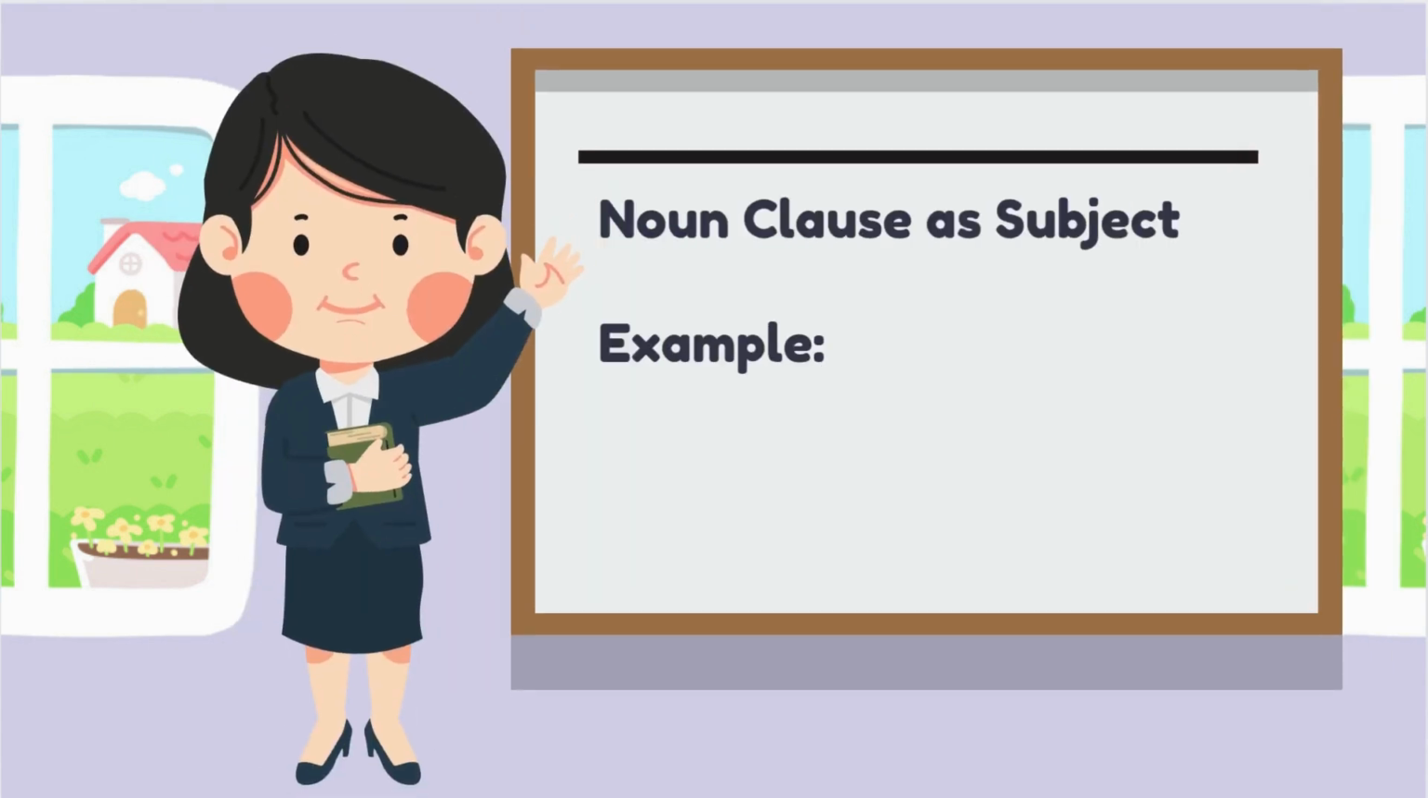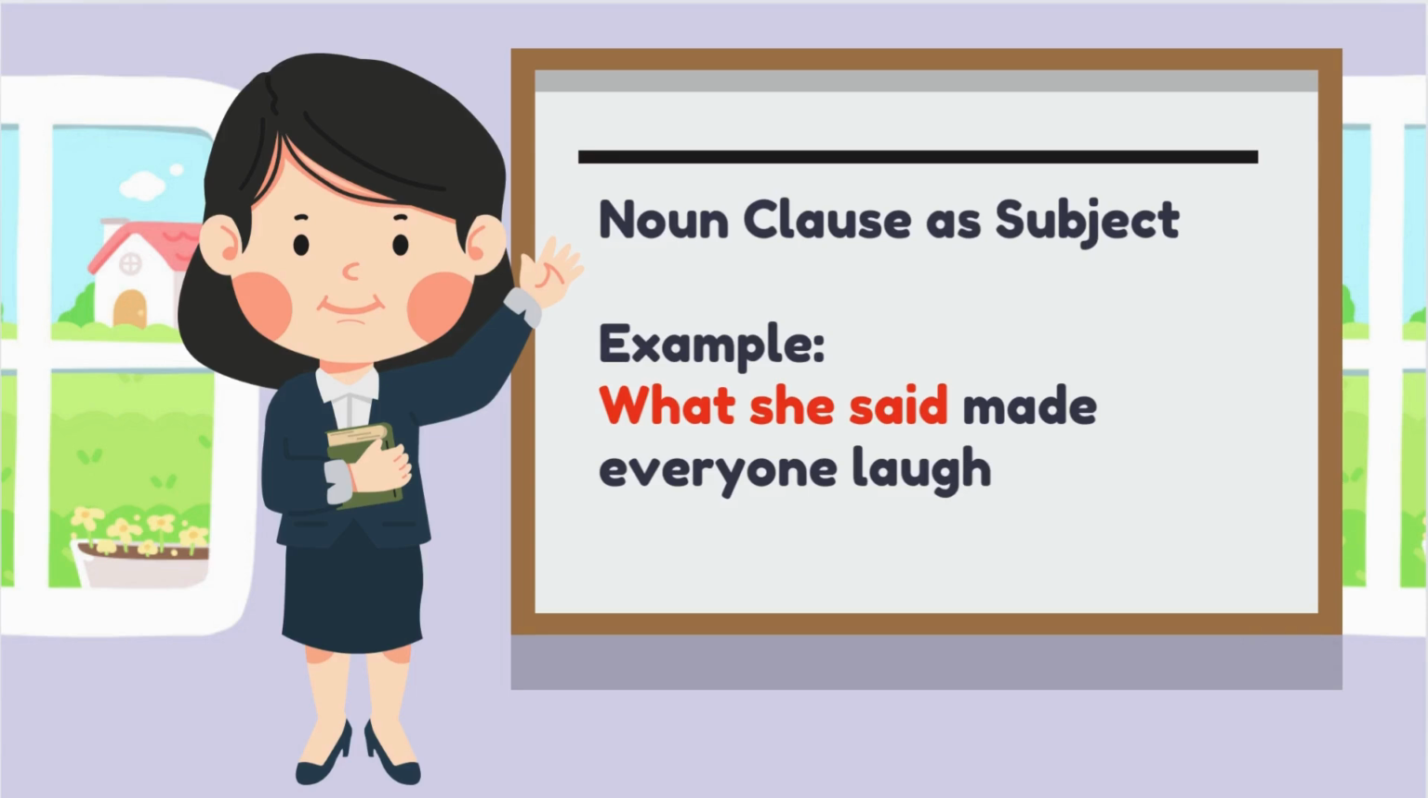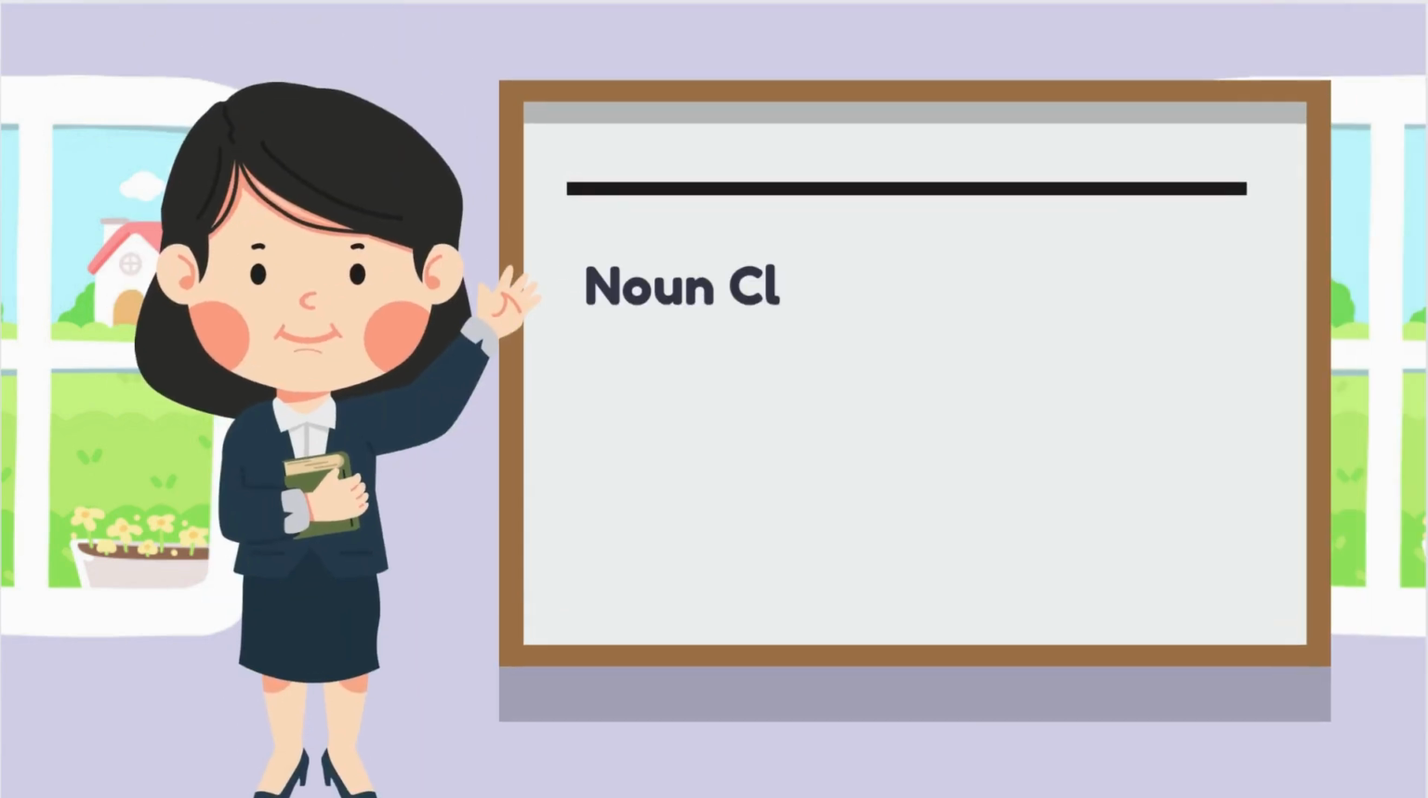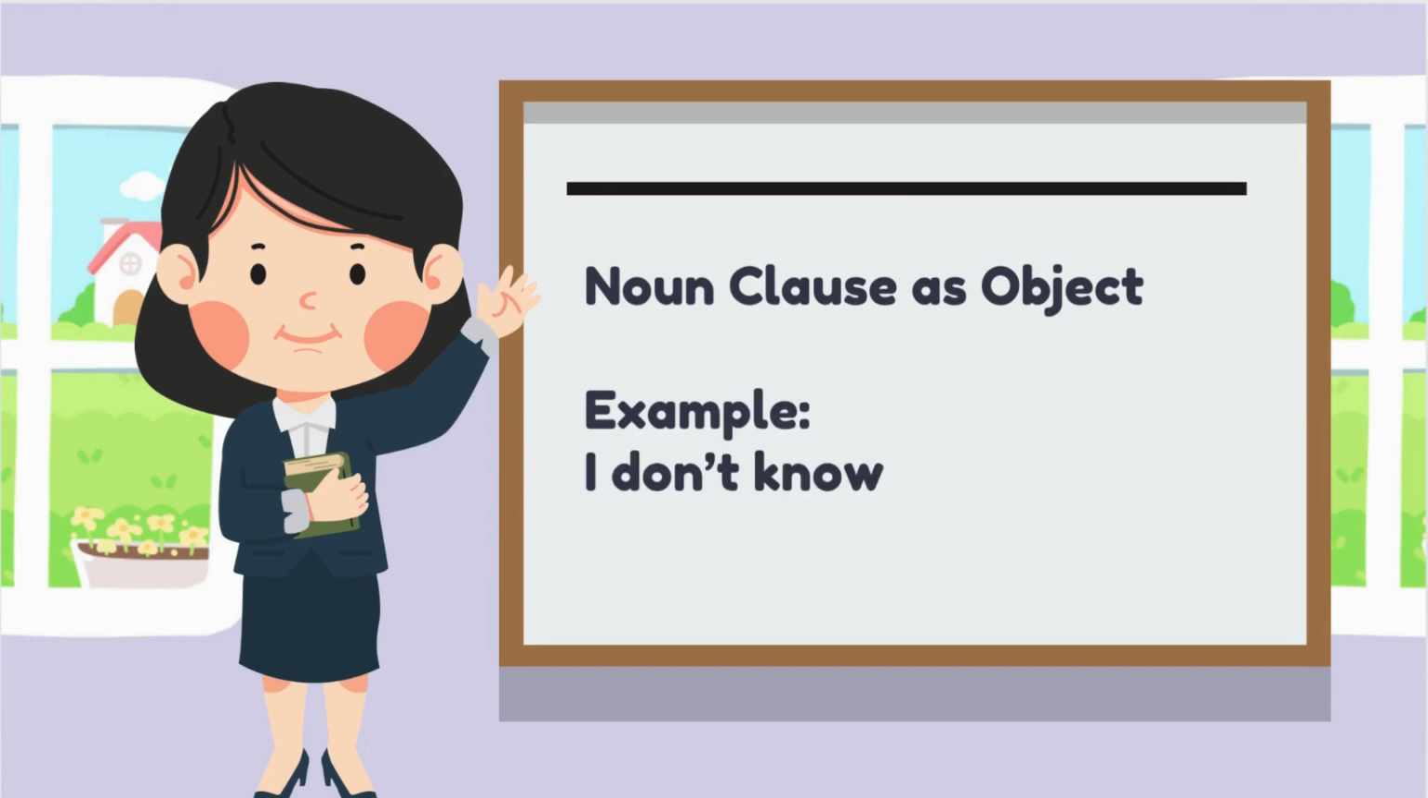For example, what she said made everyone laugh. What she said is subject of noun clause. And second, noun clause as object. For example, I don't know what he wants. What he wants is object of noun clause.